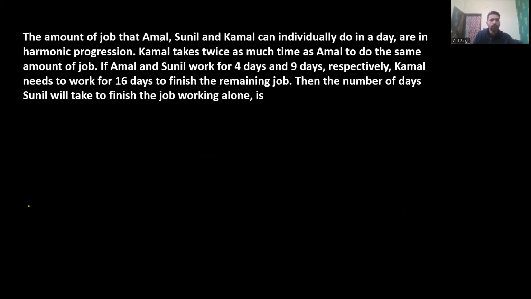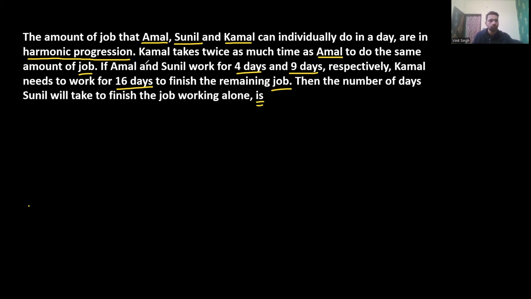The amounts of job that Amal, Sunil and Kamal can individually do in a day are in harmonic progression. Kamal takes twice as much time as Amal to do the same amount of job. If Amal and Sunil work for 4 days and 9 days respectively, Kamal needs to work for 16 days to finish the remaining job. Then the number of days Sunil will take to finish the job working alone is?